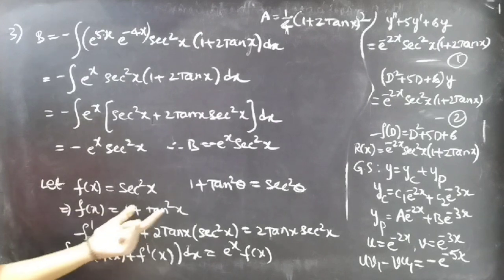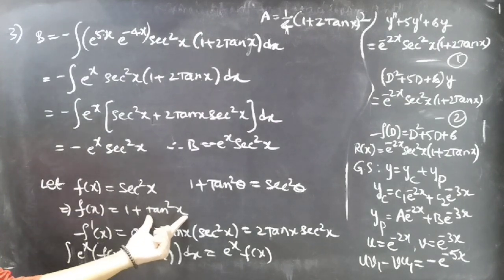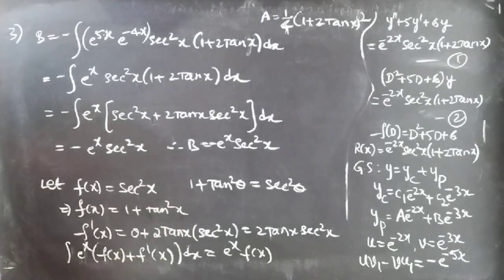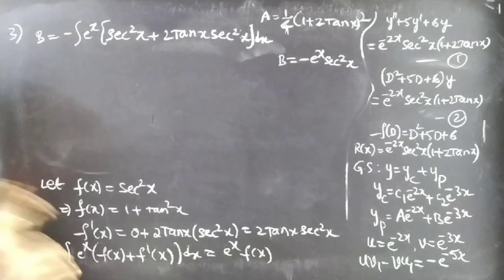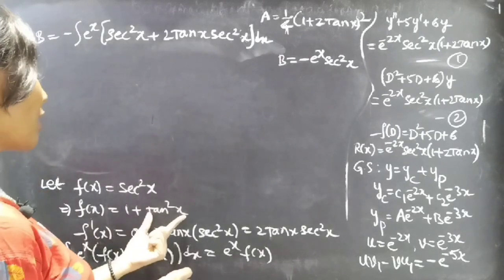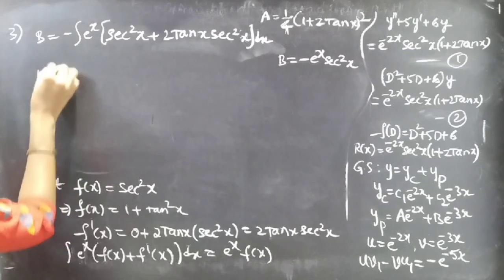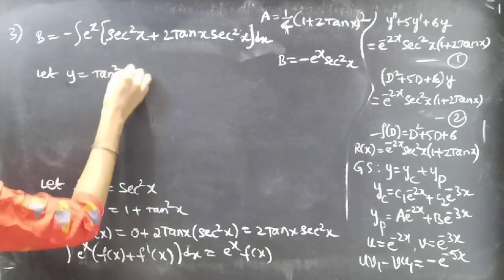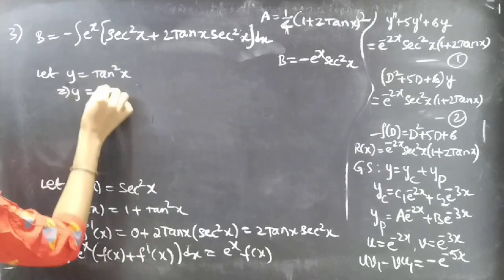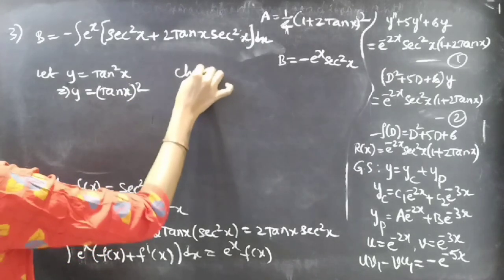And also here we can find the derivative of tan square x using chain rule. Let's find f dash of x, that is the derivative of tan square x using chain rule. Let y equal to tan square x, or we can write it as tan x whole square. Now we are going to apply chain rule.